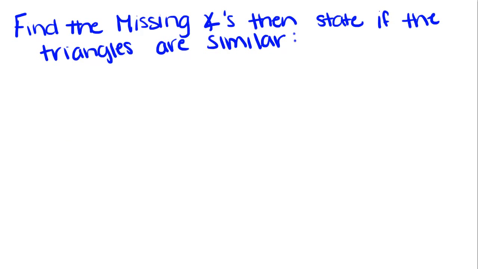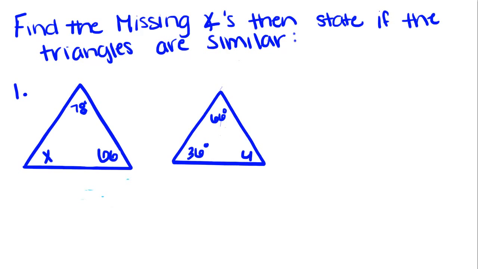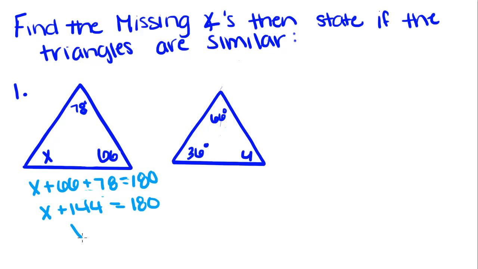So using AA, we're going to do some examples. The directions are, find the missing angles, then state if the triangles are similar. So first, in order to find x, we have to add these together and set the total equal to 180. So if we add these two together, we get x plus 144 equals 180. If we subtract that over, we get x is equal to 36 degrees.